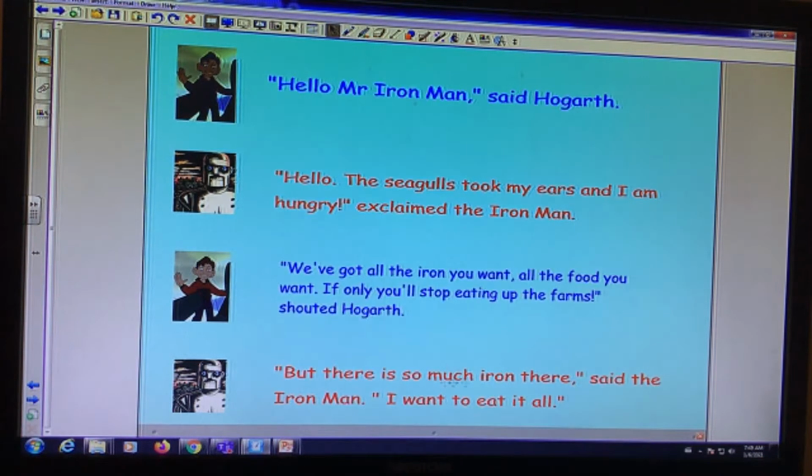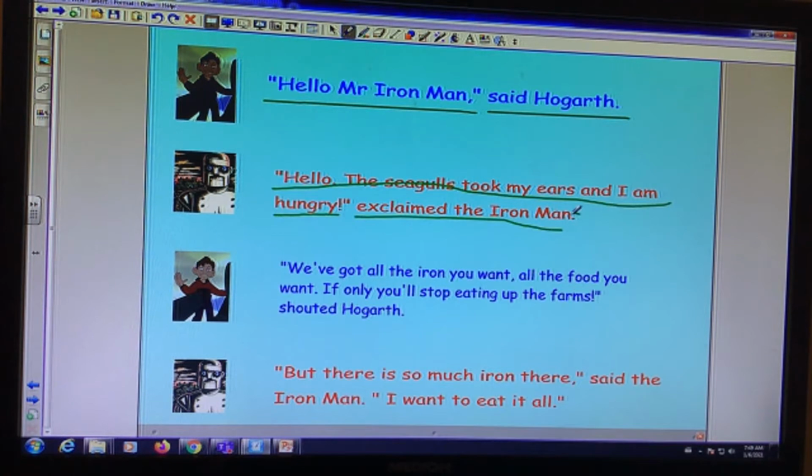Right. But there is so much iron there, said the Iron Man. I want to eat it all. Now, this one's a little bit different because in our first three examples, it was speech, said Hogarth, full stop. Speech, and here's the speech, exclaimed the Iron Man, and full stop. And the same for this example. But this one's a bit different because the speech, I'll circle it for you, what the character is saying has sort of been cut in two. It's been split up into parts. Okay?